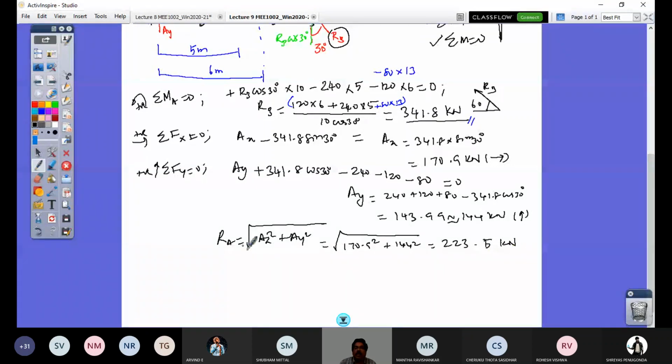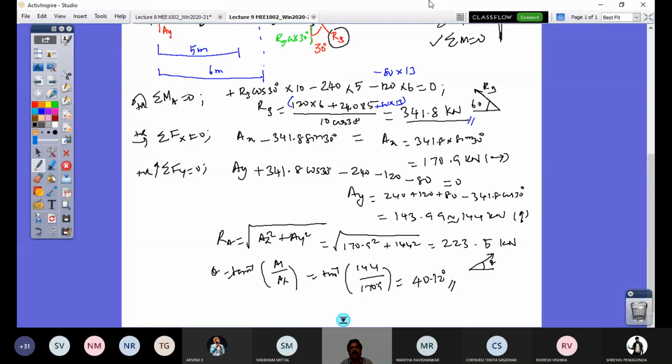And the direction of this RA would be what? To the horizontal. Because this is to the right and this is upward, when I bring these two tails together, that represents the first quadrant, so the direction is theta, and the theta value will be tan inverse of Ay by Ax. That's tan inverse of 144 by 170.9, and I would have my angle 40.12 degrees. So that's all. This is how you would solve for support reaction.